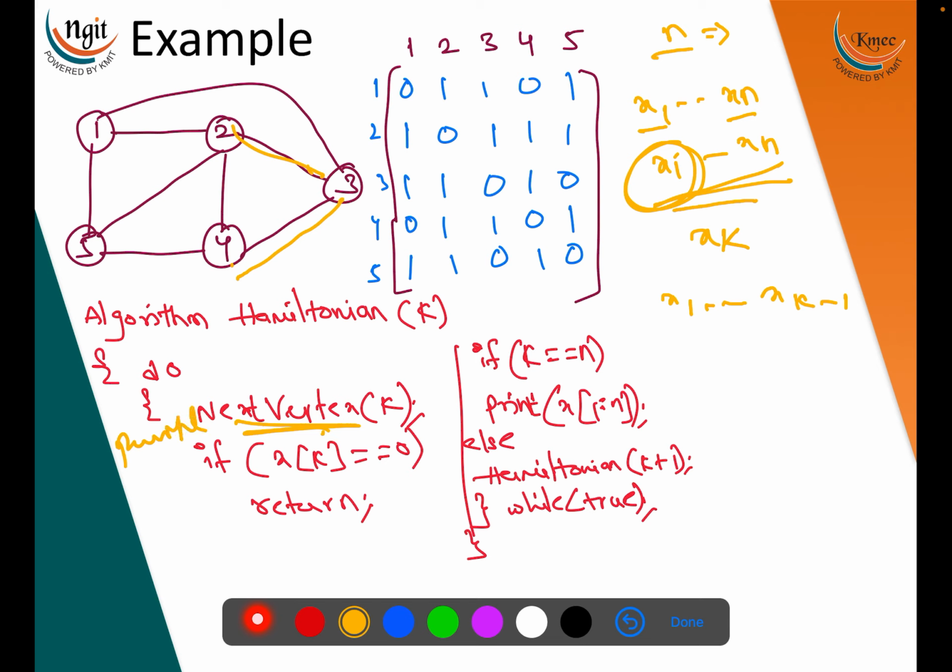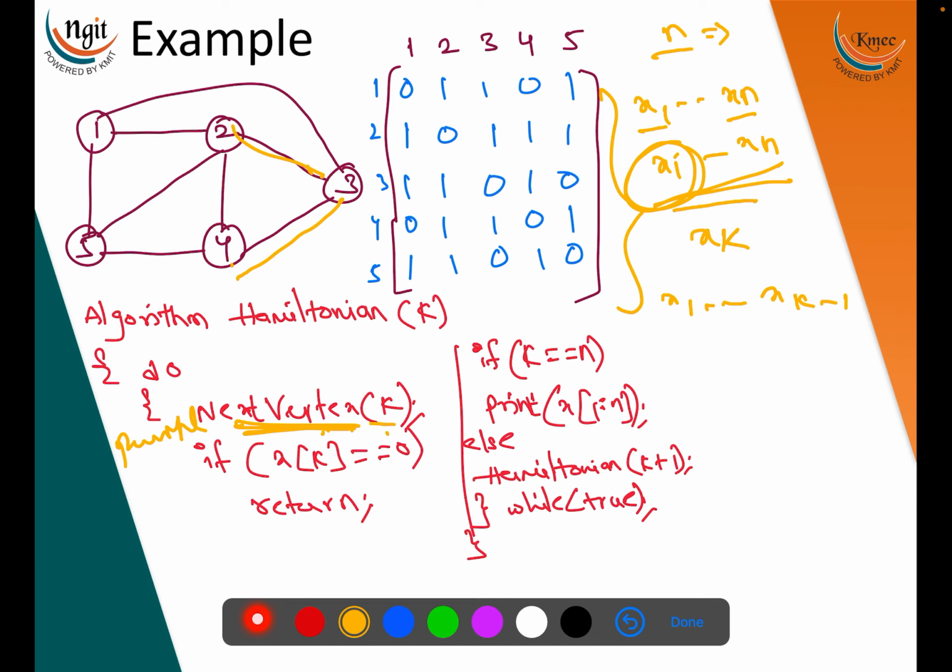Now let's understand the algorithm of this Hamiltonian cycle. This algorithm uses the recursive function of backtracking to find all the Hamiltonian cycles of a graph. The graph is stored as an adjacency matrix G 1 to n, 1 to n. All cycles begin at node 1. So we will use the next vertex function to generate the values for x of k. Now, what does this next value do? It assigns a legal next value to x of k.